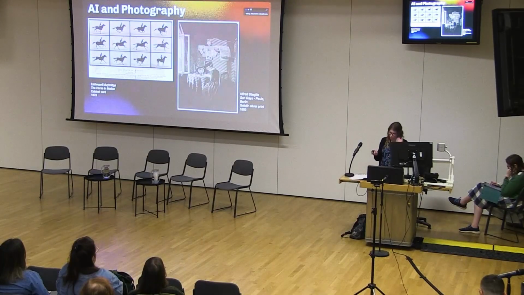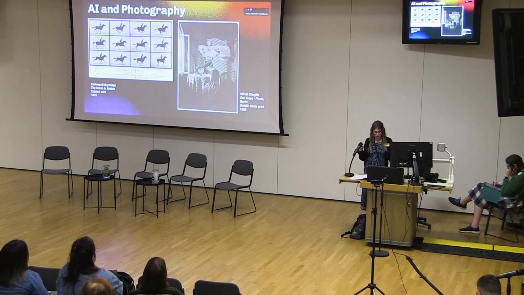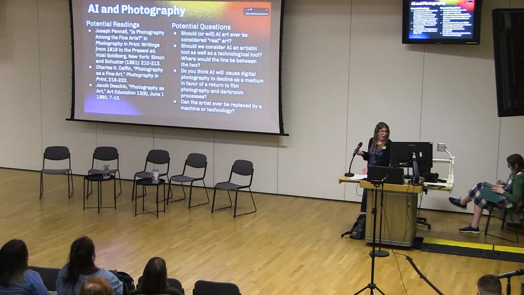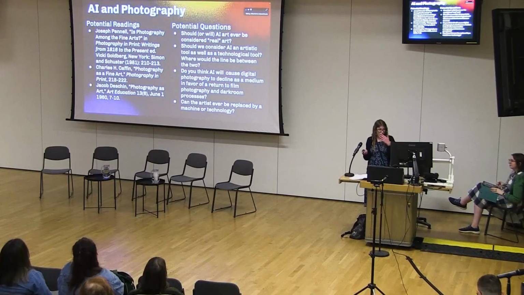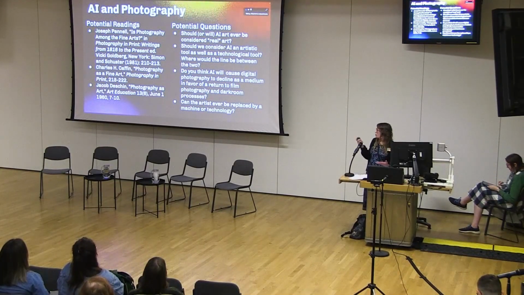Alfred Stieglitz, in his progression from pictorialism to street photography, was my example of photography as art. Students would then debate whether photography was a technological tool or not, and they usually concluded that it could be both, right? It depended on how it was being used. So here I have some potential readings that could inform students' arguments on both primary and secondary sources there.